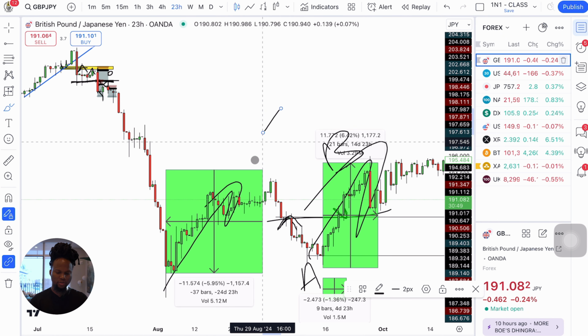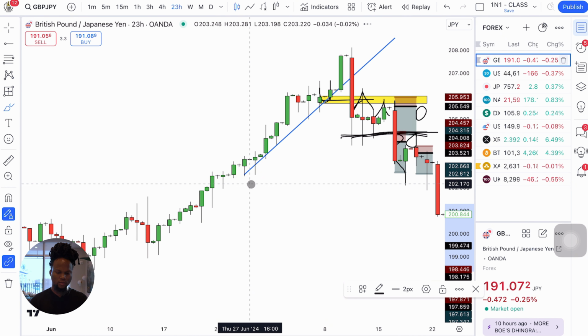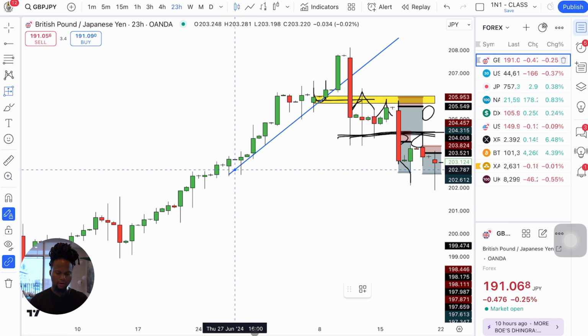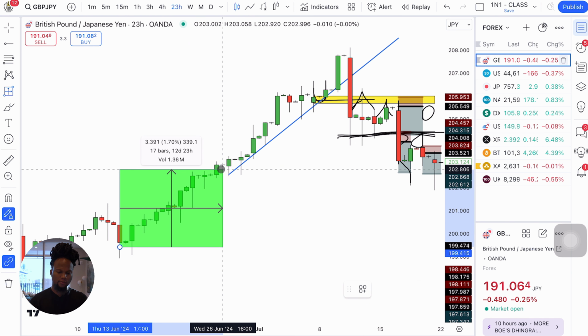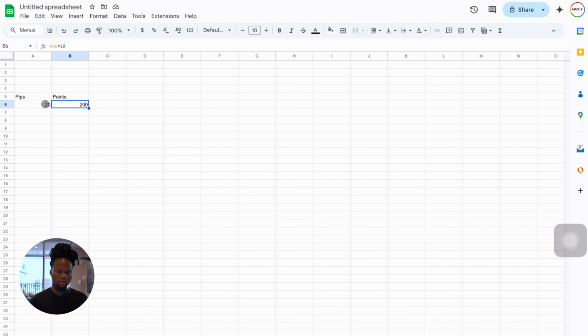So if I'm trading GBP JPY, and I say I have from here to here 339.1 pips, it would be 3,391 points, right?